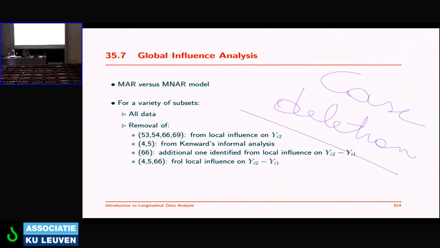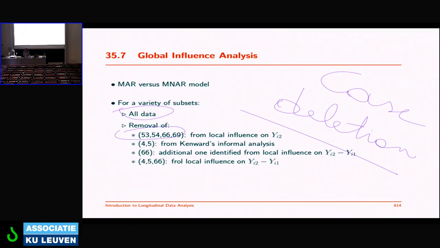That brings it to 108 times 2. It's 216 models. So local influence may take a minute. Global influence may take 3 hours or 4 hours. That's without kidding, really what happens. So it's interesting for us to actually look at a variety of subsets. We're not going to do the one by one now. We're going to look at all data to begin with as a benchmark, then removal of 53, 54, 66, 69.